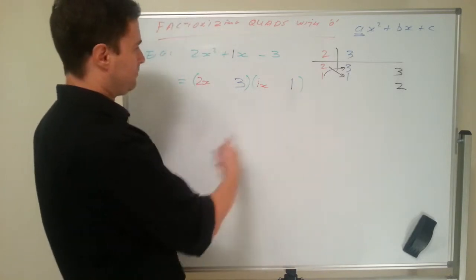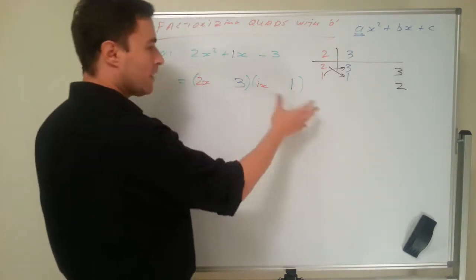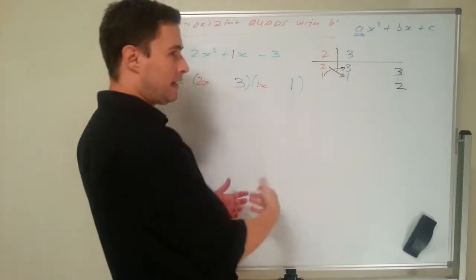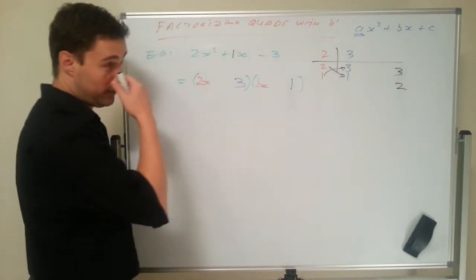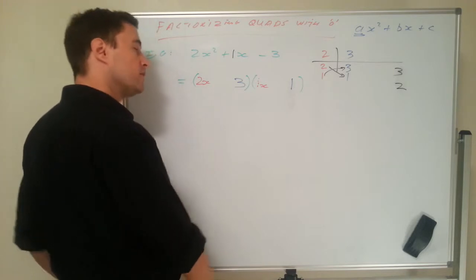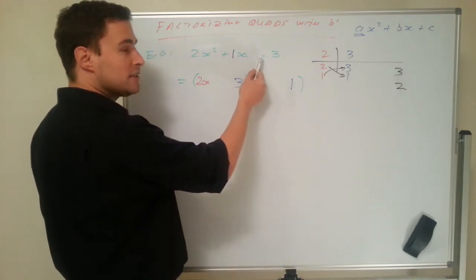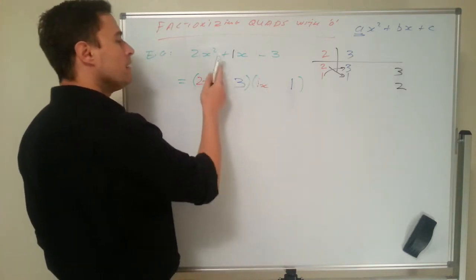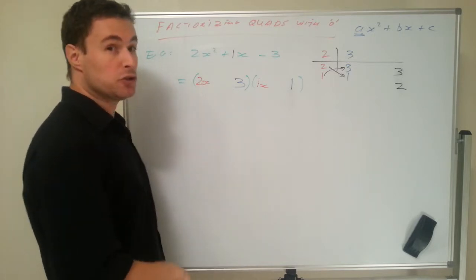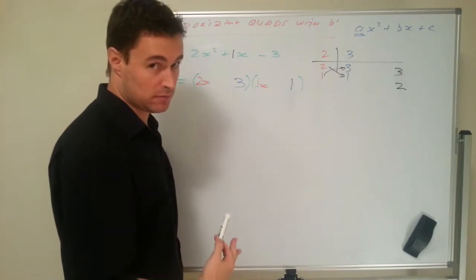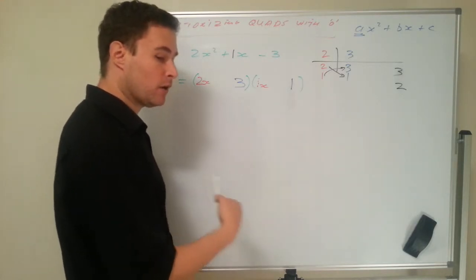So, that's it. I've put the numbers in the right position. Now all I have to do is allocate the signs. If you remember from my tip in the last video, that is negative, so it tells me the signs are different. This is positive, so it says it goes to the biggest combination. Now this is where you have to be careful: the biggest combo.